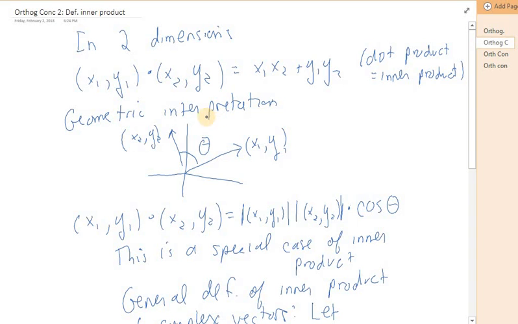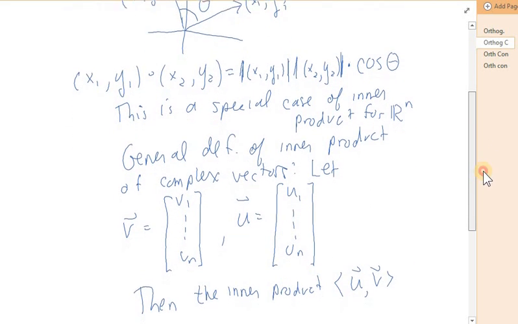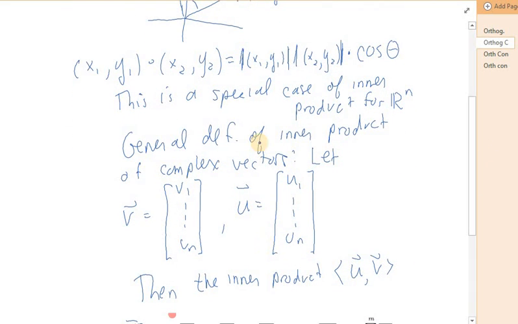Okay. Now there's a geometrical interpretation. If you have the two vectors (x1, y1) and (x2, y2), and an angle theta between them, it turns out that the dot product of those two vectors is the length of the first vector times the length of the second vector times the cosine of the angle. Now this is a special case of inner product for R^n. We've done this for two-dimensional vectors. We can also do it for n-dimensional vectors. And furthermore, we can do it not just for real vectors, but we can do it for complex vectors.